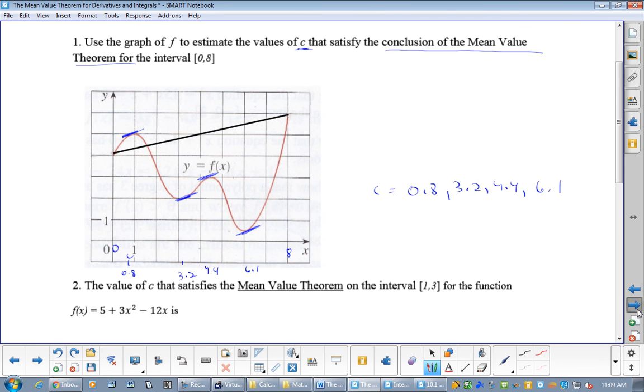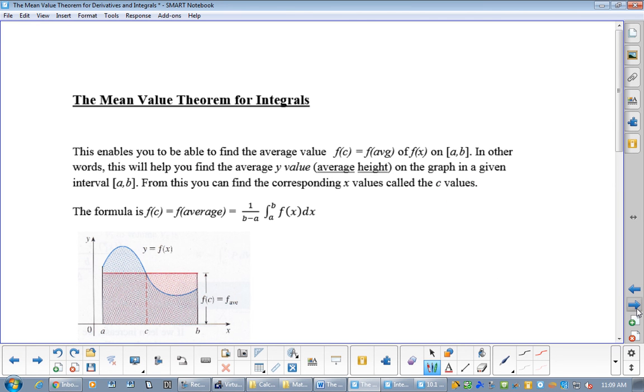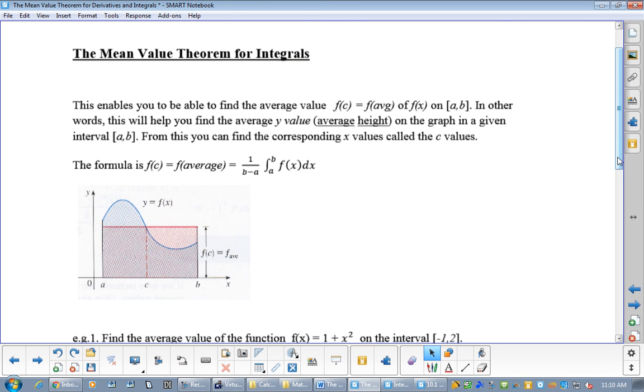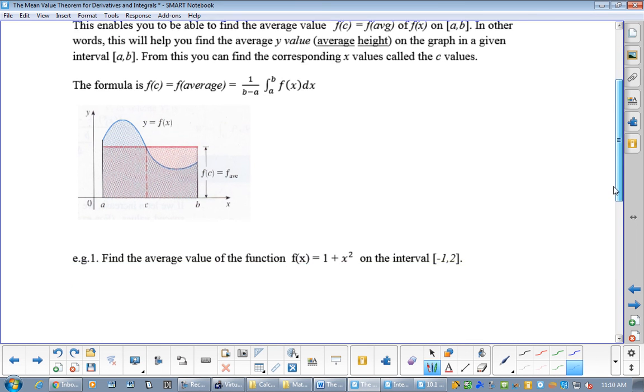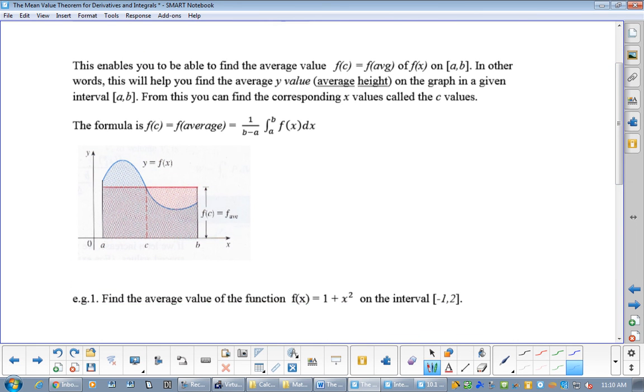Now the integral one. They're quite different actually, considering they have similar names. The mean value theorem for integrals states this way. This enables you to find the average value, called f of c, f average of f of x on a, b. In other words, this will help you find the average y value, the average height on the graph in a given interval. From this, you can find corresponding x values, called the c values. Okay? So I put a picture there. Now here's the formula.